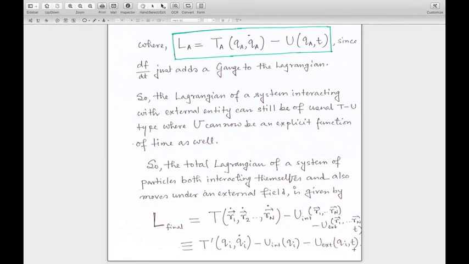So you see that finally we write the Lagrangian of a system of particles which are interacting within themselves and which are also moving under the action or in the field of an external agent or external entity. So using these things, you can now solve several many-body problems in classical mechanics using the Lagrangian formulation.